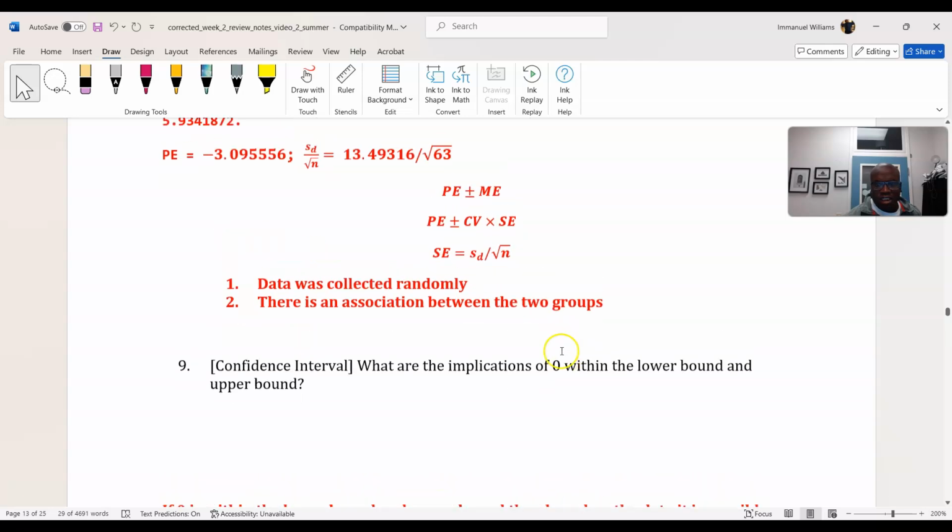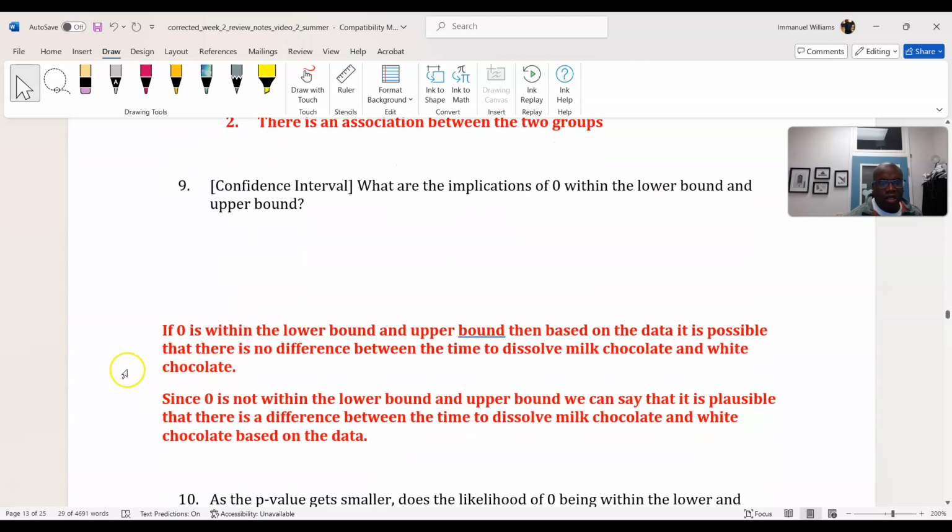All right, so what are the implications of 0 being within the lower bound, upper bound? If 0 is within the lower bound, upper bound, then based on the data, it's plausible that there is no difference between the time to dissolve milk chocolate and white chocolate. Since 0 is not within the lower bound, upper bound, we can say that it's plausible that there is a difference between the time to dissolve milk chocolate and white chocolate based on the data. Okay?